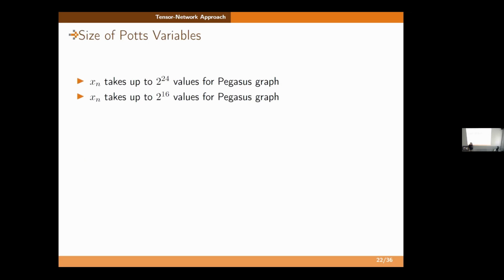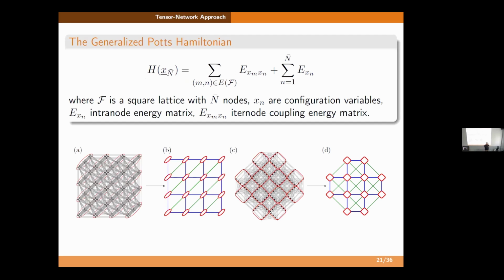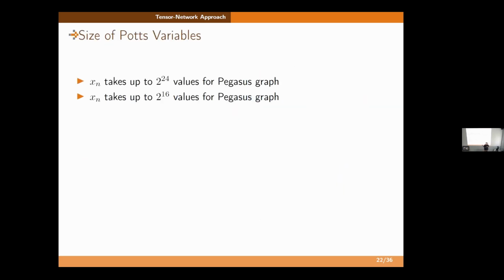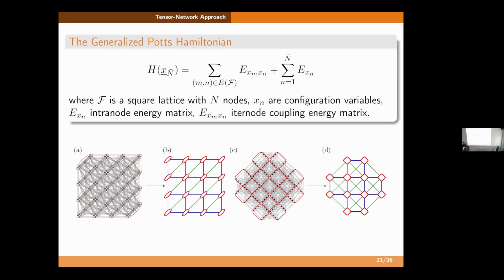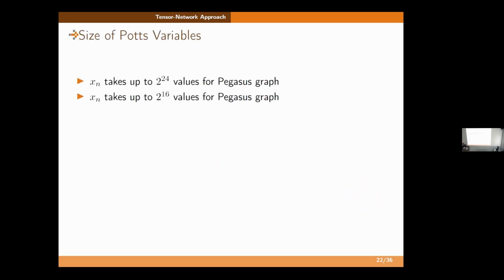But we have also met another problem. These Potts variables, these xn's, this configuration, can take up to 2 to the 24 values for the Pegasus graph and 2 to the 16, it should be Zephyr here, for the Zephyr graph. That is because we have all the configurations in this unit cell, and here we have 24 spins, and here 16 spins, so we can have 2 to the 16 or 2 to the 24 possible configurations.